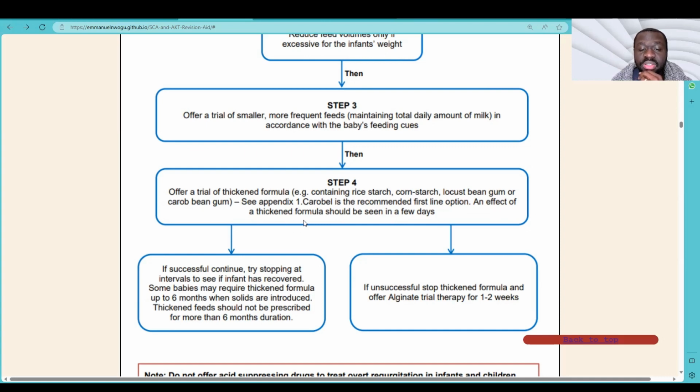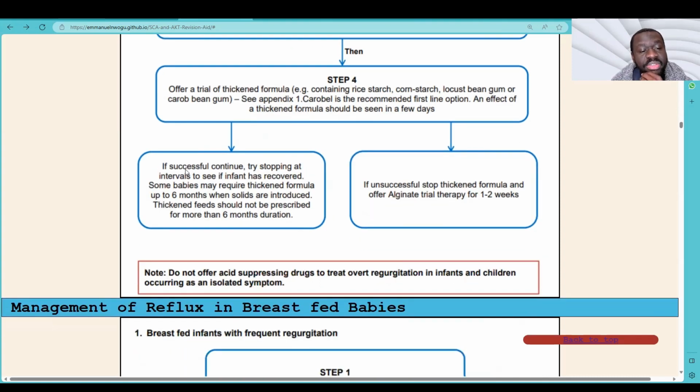An effect of a thickened formula should be seen in a few days. If successful, continue using the thickener. Try stopping at intervals to see if the infant has recovered. Some babies may require a thickened formula until 6 months, when solids are introduced. Thickened feeds should not be prescribed for more than 6 months duration. I'm not sure why. What's the reason for not prescribing thickened feeds for more than 6 months duration?